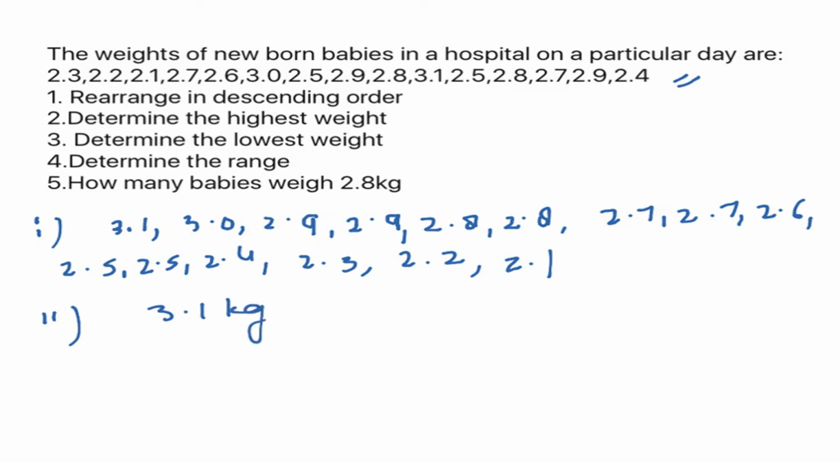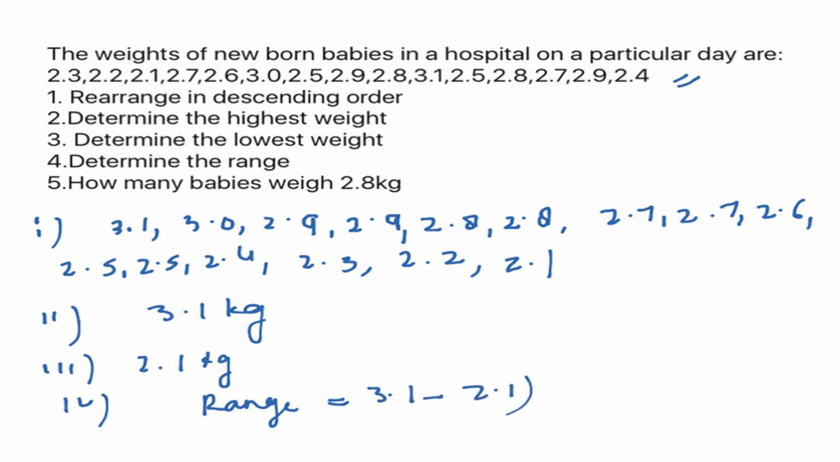Now we have to tell the lowest weight. The lowest weight is 2.1 kg. Now we have to tell the range of the weight. So range, how will we calculate? We will subtract the highest and the lowest weight, that is 3.1 minus 2.1 kg, that is 1 kg. The range of the weight is 1 kg.